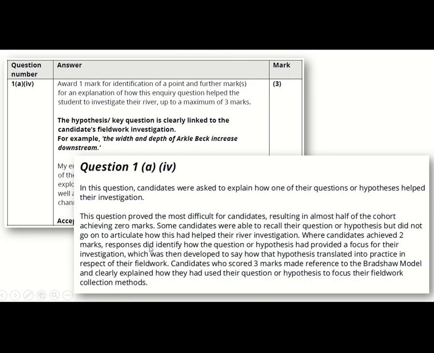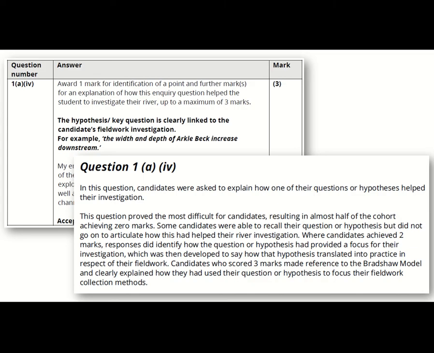Where candidates achieved 2 marks, responses did identify how the question or hypothesis had provided a focus, which was then developed to say how that translated into practice in respect to their fieldwork. Candidates who scored 3 marks made reference to the Bradshaw model and clearly explained how they had used their question to focus their fieldwork collection methods. Okay, so we measured the width and depth to measure the discharge, because that gave us the volume of the river. That then allowed us to see whether there was more discharge in the Swannington Beck, which we should see as it approaches downstream, which links it to the Bradshaw model.